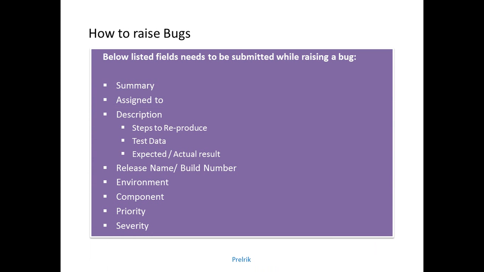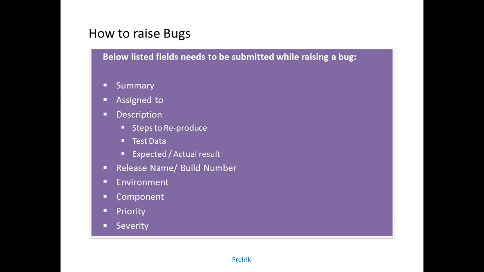In the next slide we'll see how to raise a bug, and what points we should include while raising a bug. The first one is summary. You should give a brief of the bug in the summary. Whom you are going to assign this bug to comes under assign to. In the description section you should give proper detail of the bug, what you were performing, and the steps to reproduce. What steps does the person responsible for fixing that bug have to perform to reproduce the bug? Test data, in case there is any.